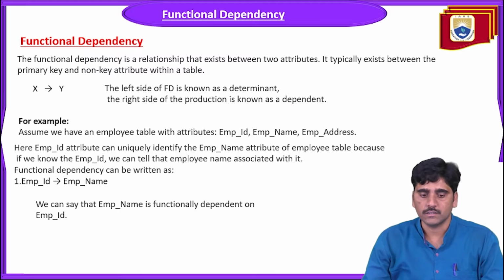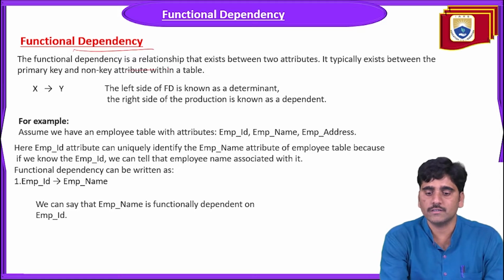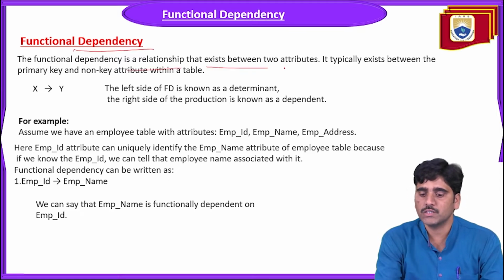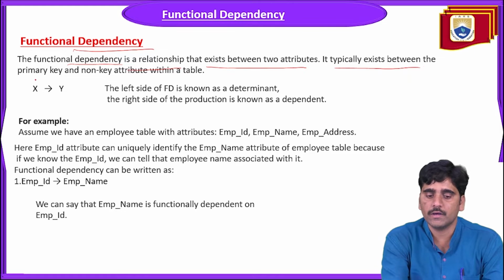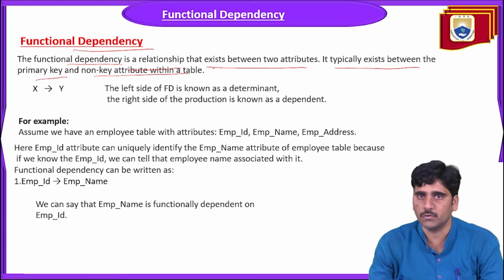So functional dependency is a relationship that exists between two attributes. There must be a relationship between two attributes. That is called functional dependency. It typically exists between the primary key and a non-key attribute within the table. So in the table we have different types of keys. All other attributes are depending on one attribute. That attribute is nothing but the primary key attribute.